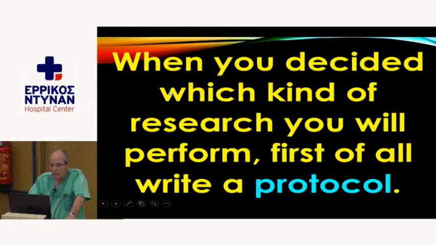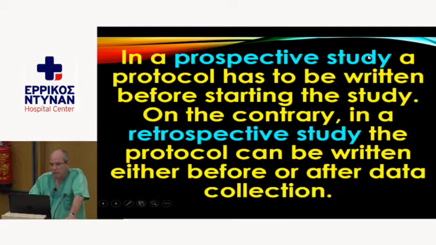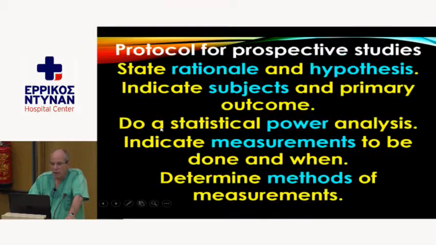When you decide what kind of research you want to do, first of all, you must write a protocol. And this is basically the first step. In a prospective study, a protocol is to be written before starting the study. Of course, you want to work for the next 2-3 years, and you need to know what you want. On the contrary, in a retrospective study, the protocol can be written either before or after data collection.